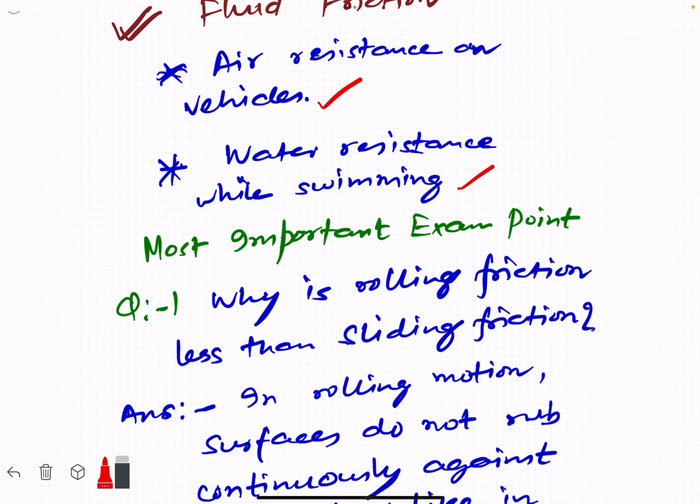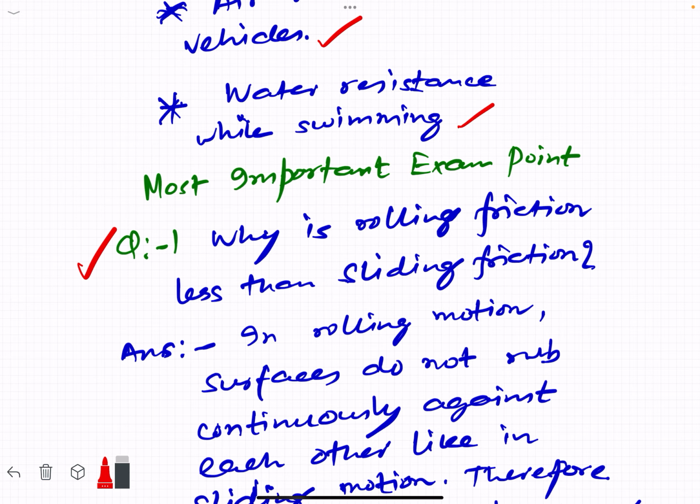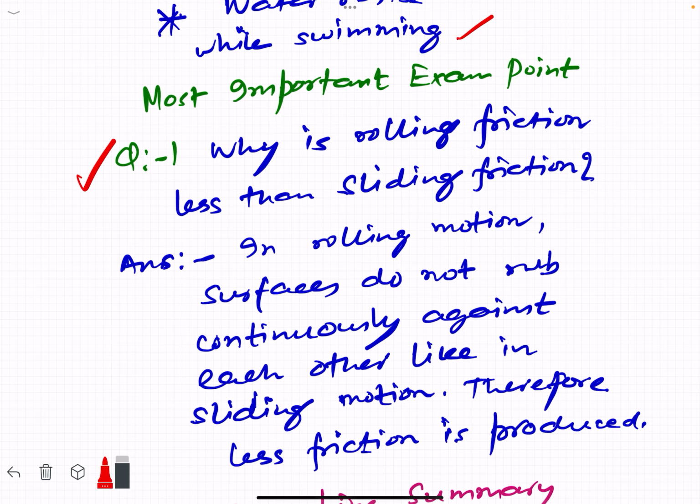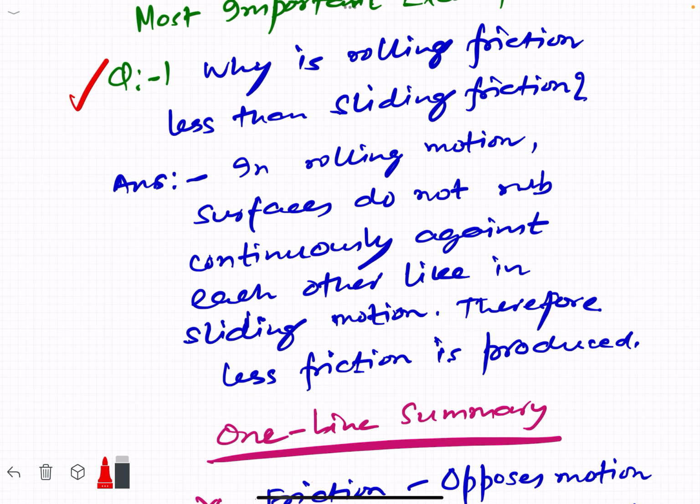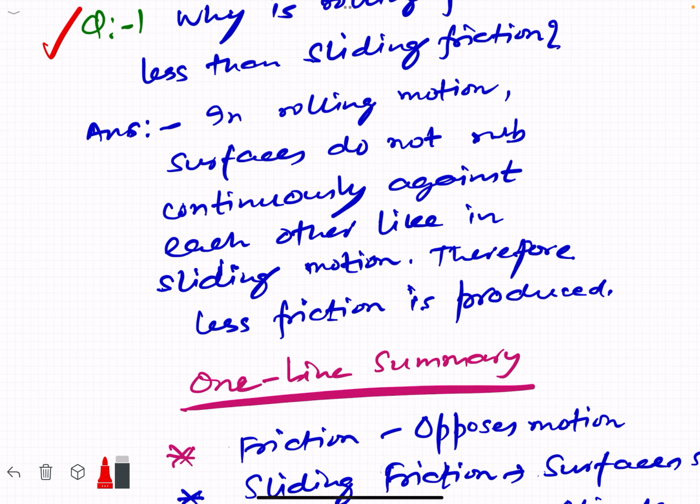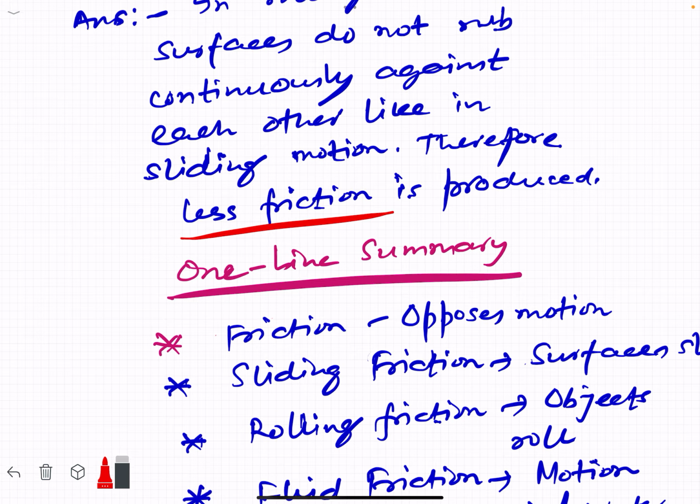Now we will see the most important exam point. Question number 1 is, why is rolling friction less than sliding friction? The answer is, in rolling motion, surfaces do not rub continuously against each other like in sliding motion. Therefore, less friction is produced.